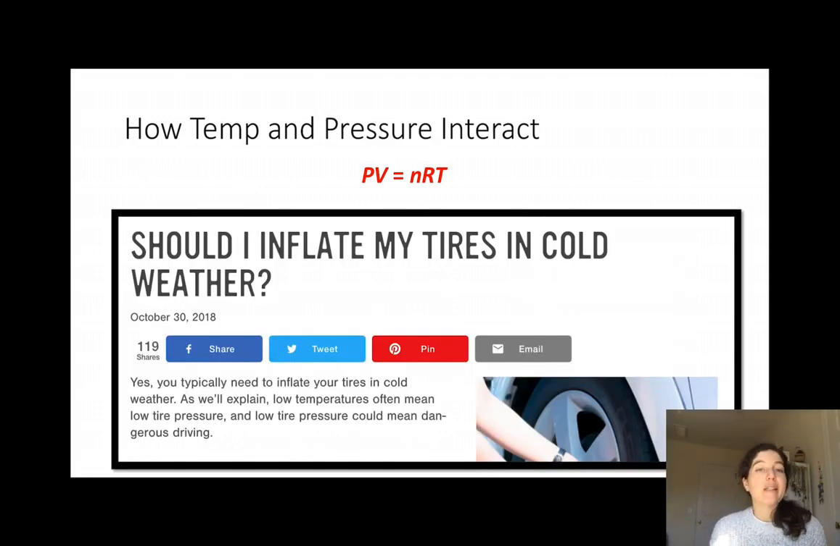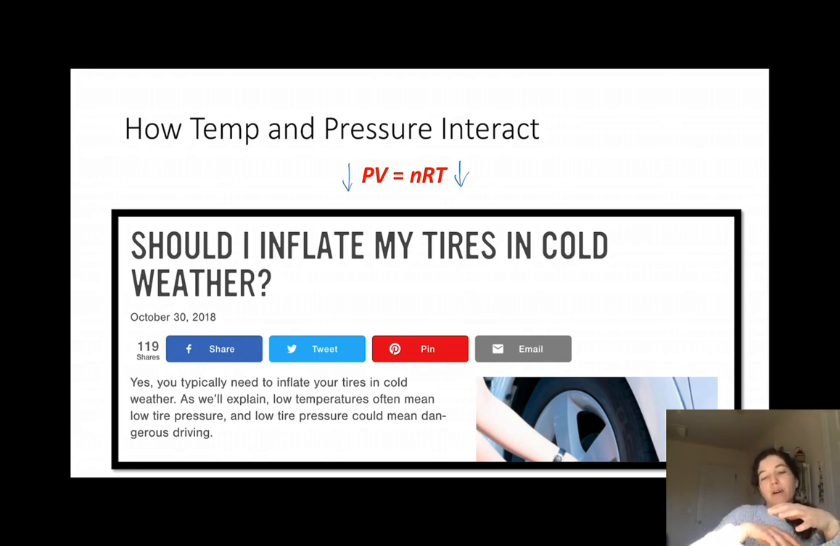On that note, we see a similar effect between temperature and pressure. So think about your tires in your car. One good piece of advice is that when it's cold outside, you should always inflate your tires because as your temperature goes down, pressure also goes down because of these gas molecules.